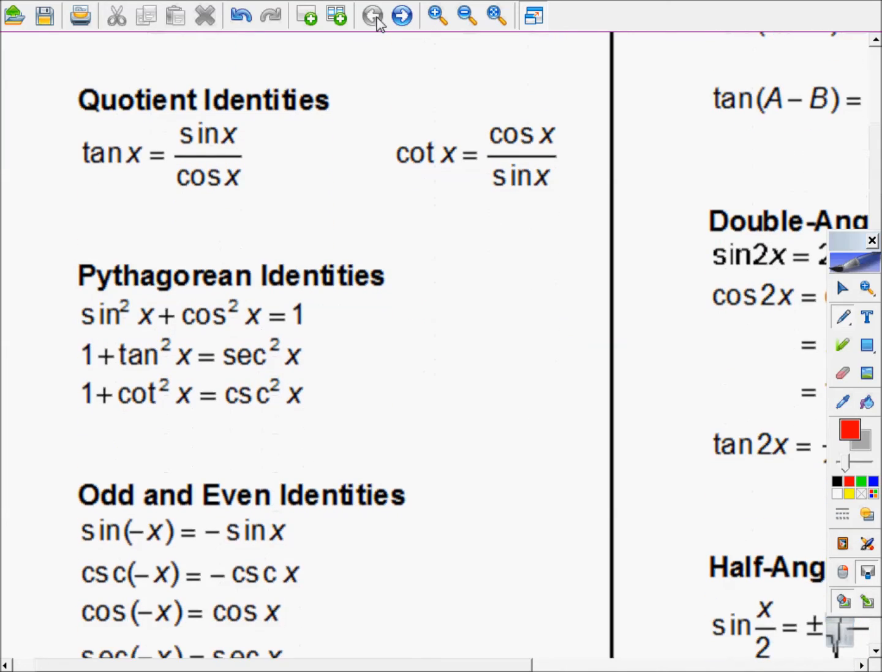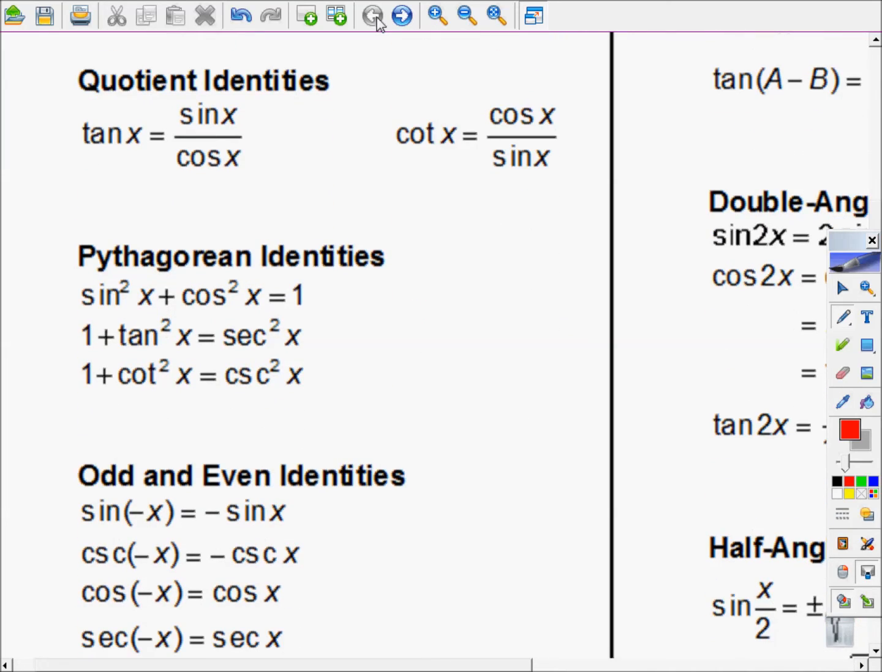All right, so now let's look at our Pythagoreans. One of these Pythagoreans involves sine and cosine. It's the first one. So we can actually use the Pythagorean identity to help us solve for cosine, because we know sine, so then we just have to solve for cosine.